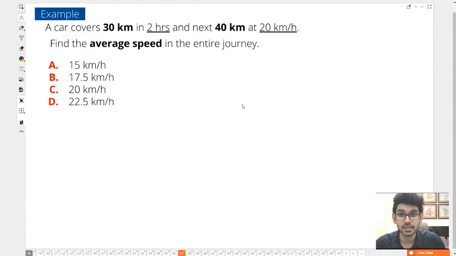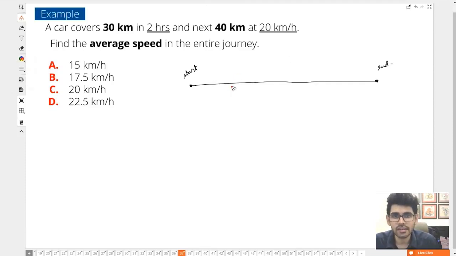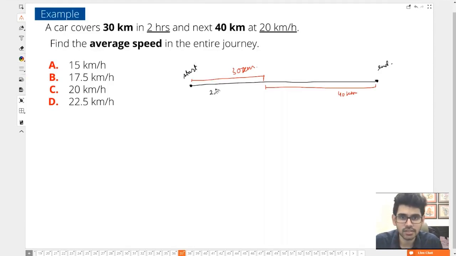Let's encourage this. A car covers 30 kilometers in 2 hours. Okay. Now visualize the problem. A car starts from here, and this is the start and this is the end. So it covers 30 kilometers, and then this is another 40 kilometers. And so it covers 30 kilometers in 2 hours. So time taken here is 2 hours.